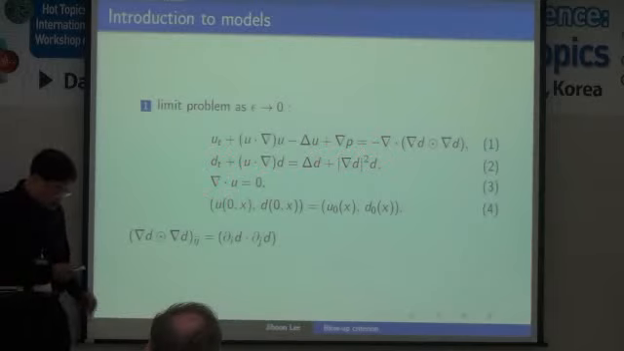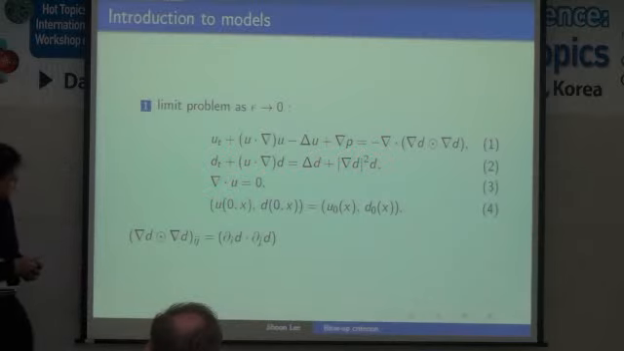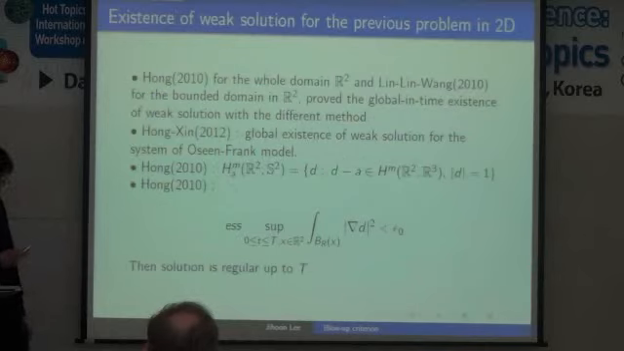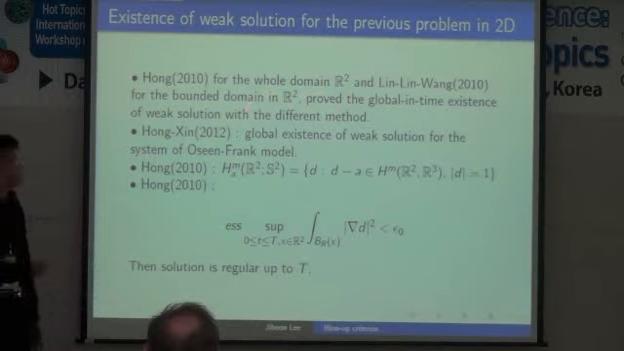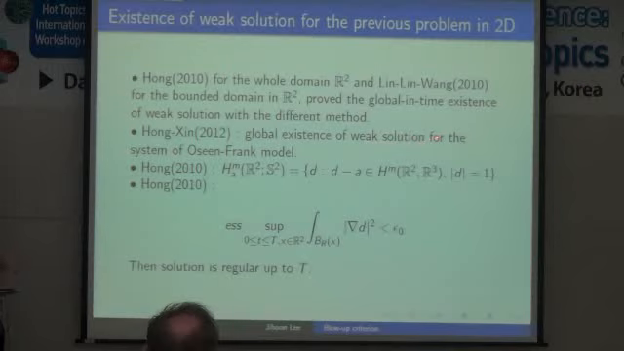Then the existence of the weak solution was one of the open problems, and it was resolved by Professor Min-Chun Hong here for the whole domain. Pang Ha-rin, Jin, Lin and Sungkyungwan proved the global in time existence of weak solutions in the bounded domain in R2, and Min-Chun Hong proved the global in time existence of the weak solutions for the whole domain R2 with a different method. Also tomorrow, Min-Chun Hong will talk about global existence of weak solutions for the system of Oseen-Frank models.